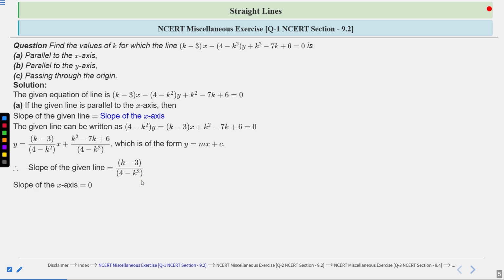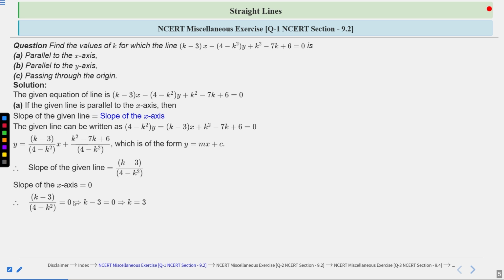Now what is the slope of the x-axis? A line parallel to the x-axis basically coincides with the x-axis, so the inclination of the x-axis is 0. The slope of the x-axis is tan 0 degrees, that is 0. We have seen that the slope of the given line equals the slope of the x-axis, and since the slope of the x-axis is 0, we can write k minus 3 divided by 4 minus k square equal to 0.